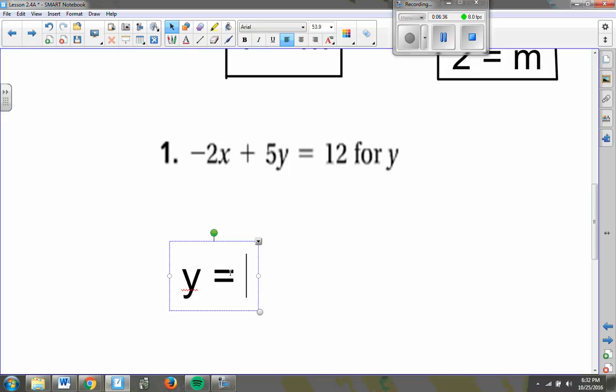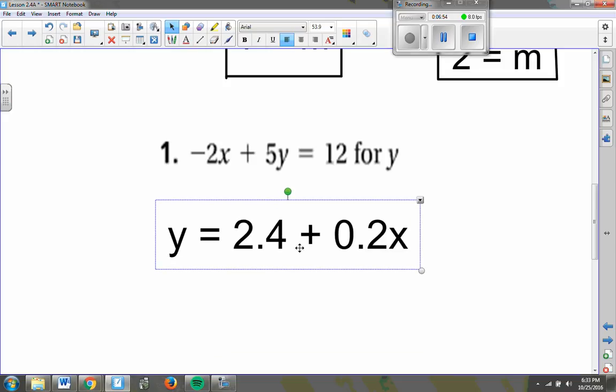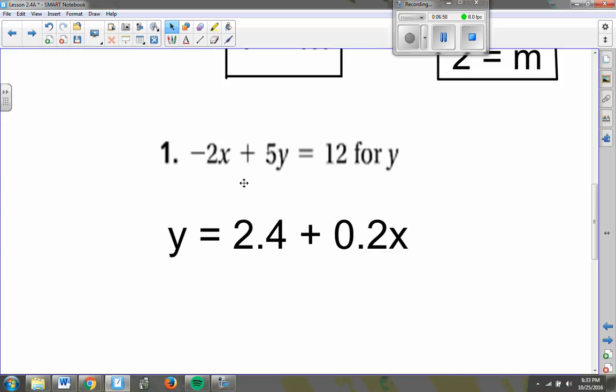All right, when we add 2x on both sides to get rid of it, we end up with 12 plus 2x. Then we divide by 5. 12 divided by 5 is 2.4. And then it ends up being a plus 2 divided by 5 is 0.2 with an x on it. Okay, that's what we get when we do that division, dividing everything by 5. Okay, hopefully that makes some sense, dividing the numbers by the 5 and so on.